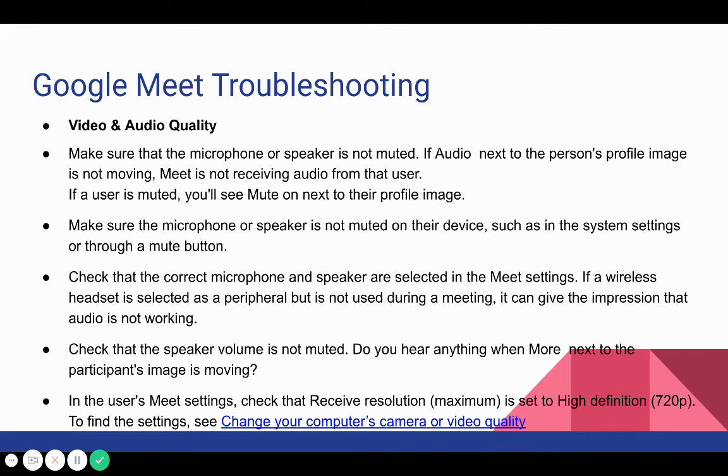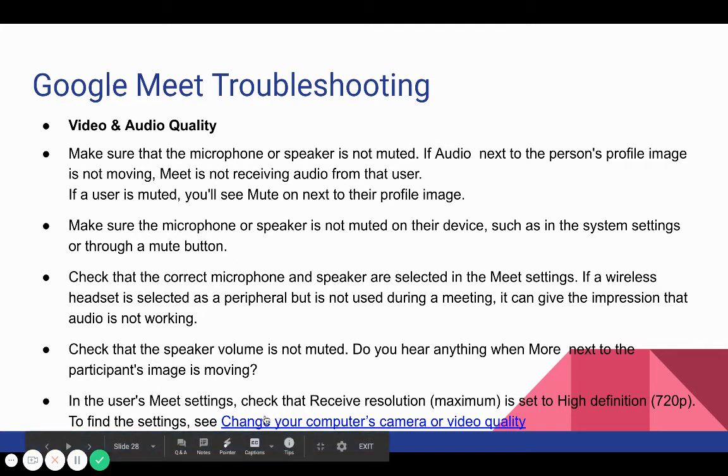Some more troubleshooting. Video and audio quality, we just talked about that. Make sure that your microphone or speaker is not muted. If the audio next to the person's profile image is not moving, those little 3 green dots, Meet is not receiving audio for you. If an audio user is muted, you will see mute or on next to their profile image. Make sure that the microphone or speaker is not muted on your device. Check that the correct microphone and speaker are selected in the Meet settings. If a wireless headset is selected as a peripheral but is not used during a meeting, it can give the impression that the audio is not working. So make sure that your speaker volume is not muted. Do you hear anything when the audio next to the participant's image is moving?